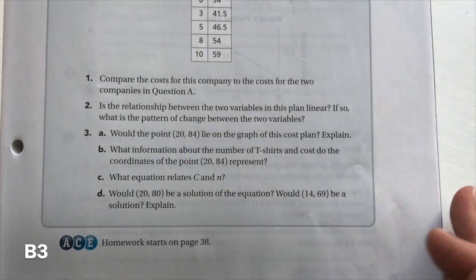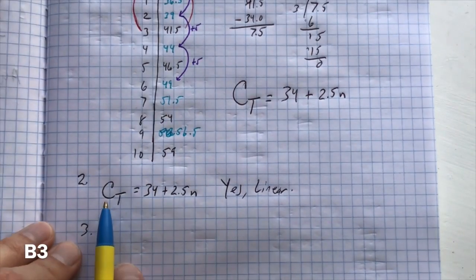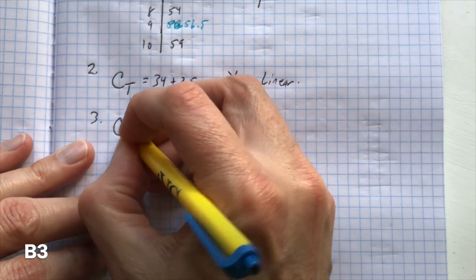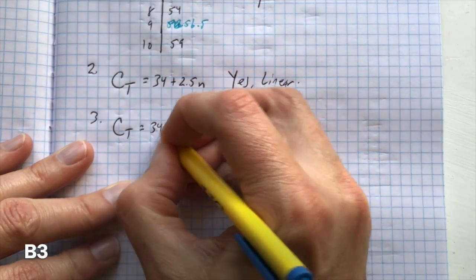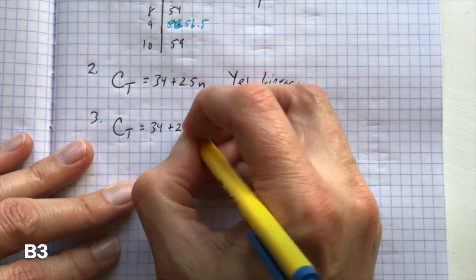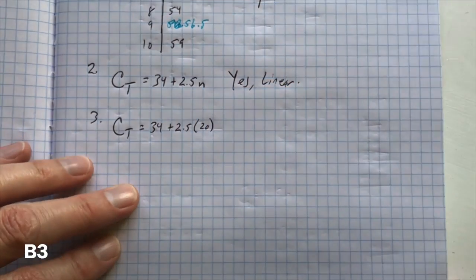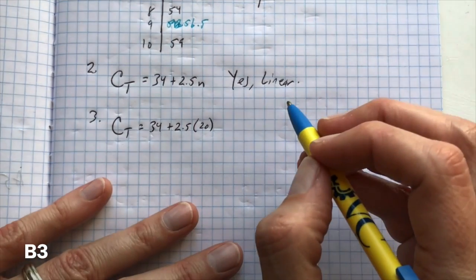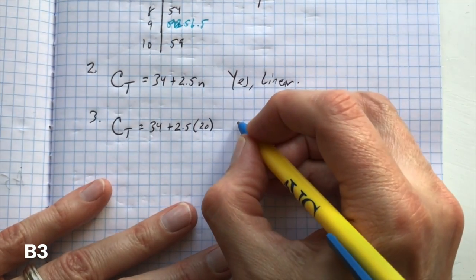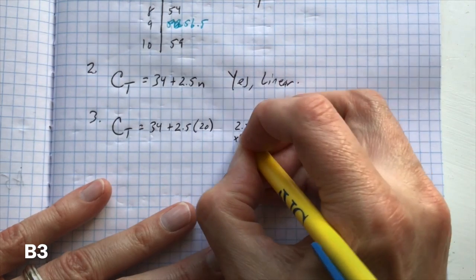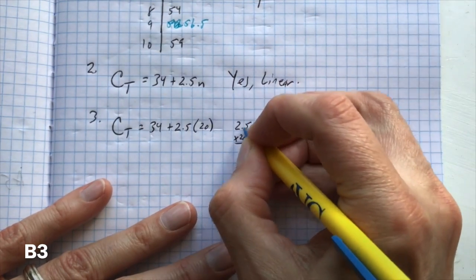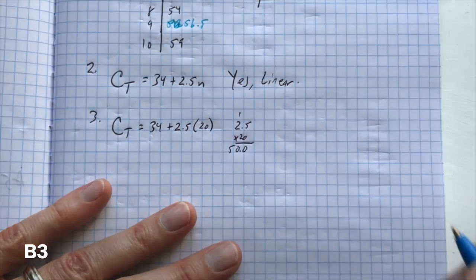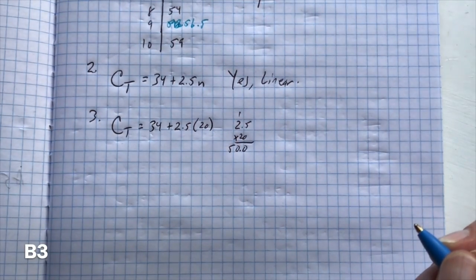So let's try that out by plugging 20 in. If I take this exact same situation here, the cost of T is going to be equal to 34 plus 2.5 times 20. We're replacing that 20 to see if we're going to get an 84 over here. So I'll do 2.5 times 20. Put my 0 down. 2.5 is going to be 10. This is going to be 4 plus 1 is going to be 5. So I get $50 there.